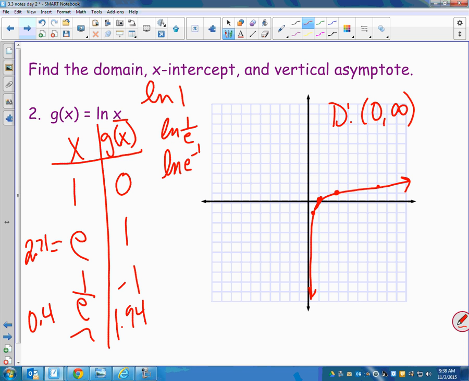Look at your graph. It never gets to 0. There are no negative numbers. You can't take the ln of 0. You can't take the ln of a negative number because there's no exponent that will give you those negative values or 0, right?